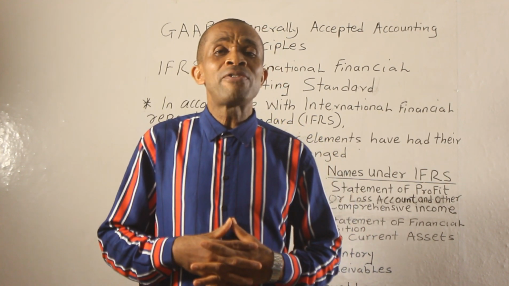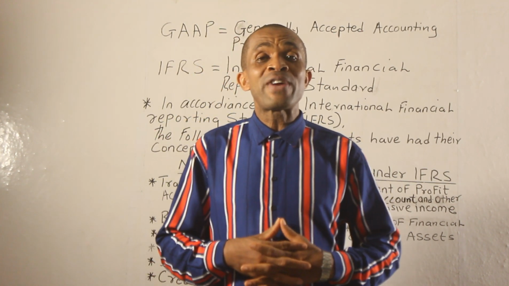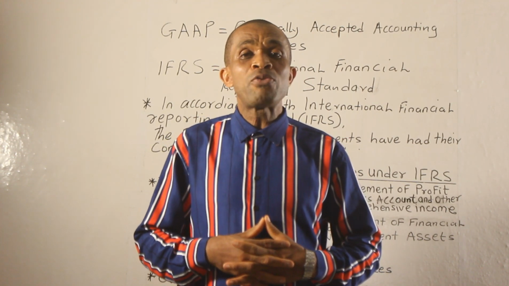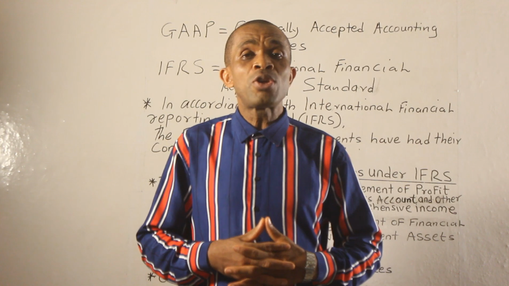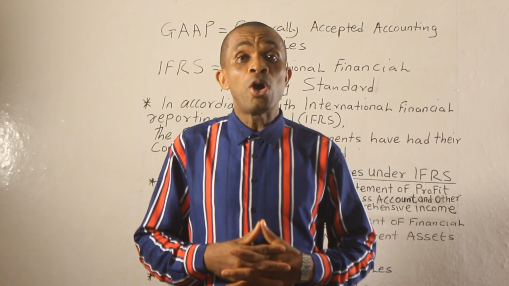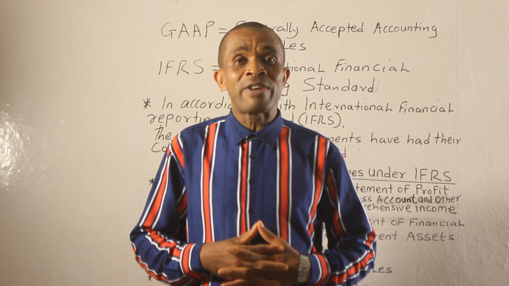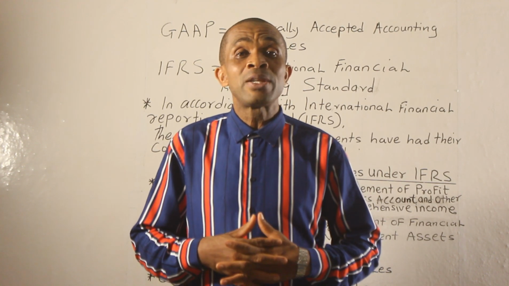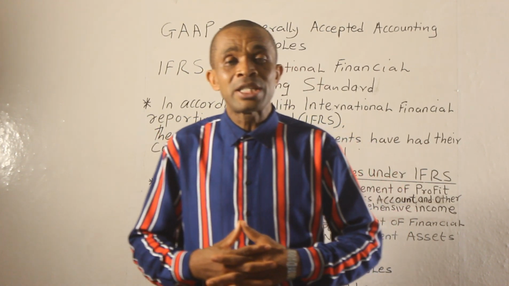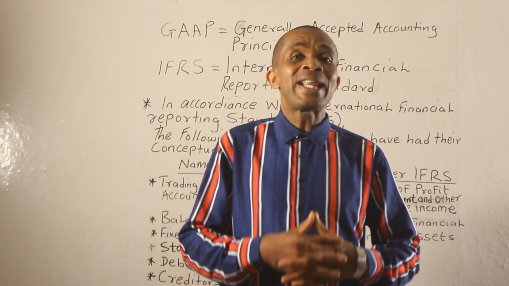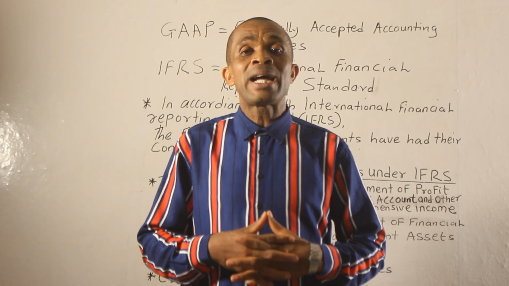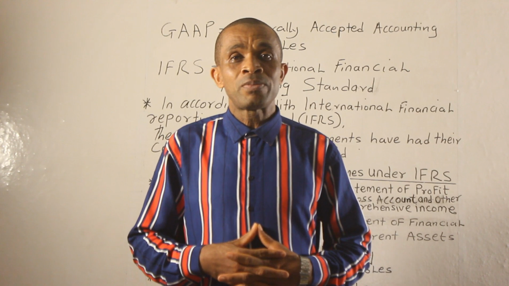We also have in the Statement of Financial Position under the current assets, what we call stock. It is no longer called stock. It is called inventory, or you can call it closing inventory. Or if it is the opening one, you call it opening inventory. The name had changed from stock under GAAP to inventory under IFRS.